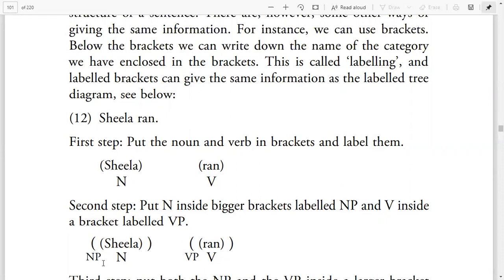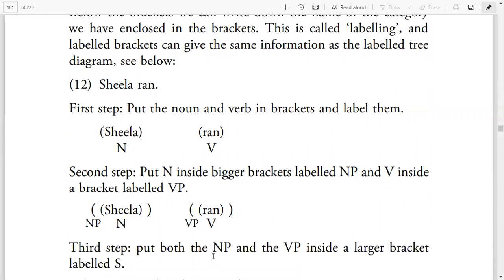So here we came to know that when a reader reads, first of all, the reader will just look at the bigger bracket and see that this is NP, or noun phrase, that is enclosed within this bracket. Then you will further see the label of this bracket, that is noun, and inside this noun, you have Sheila, that is a word, a proper noun. Same as the case with this part as well.